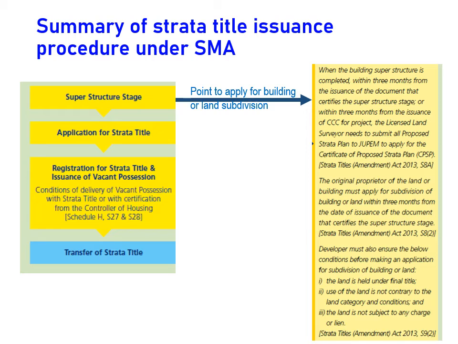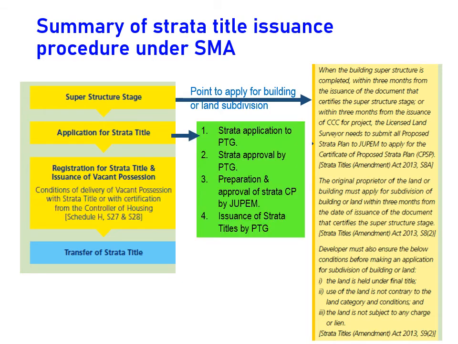So the application here is made to the PTG, and then the strata application is approved by the PTG, and once it's approved, the titles can be prepared by PTG with the help of JUPEM. JUPEM must come and survey. The strata CP also must be prepared by JUPEM. Okay, issuance of strata title. So after JUPEM has finished their survey matter, the strata titles can be issued by the PTG.